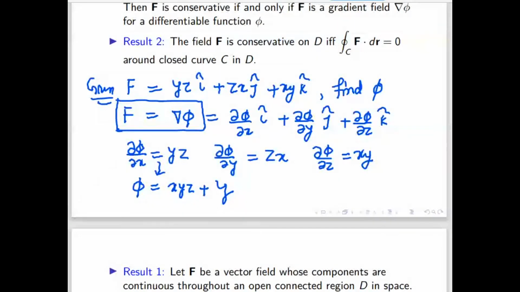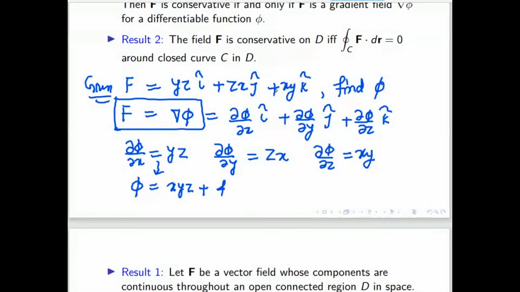Even instead of y, if I take z also, it will again give yz only. So the constant of integration will be anything except a function of x, any function of y and z. So I'm writing here any function of yz, f1 of yz, because if you differentiate this, you will get yz only. This is the value of phi from the first one.